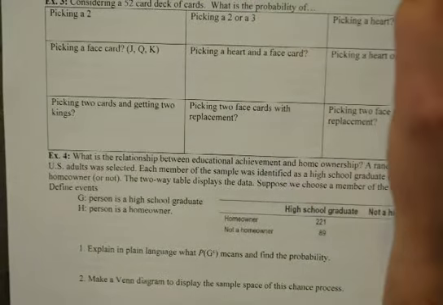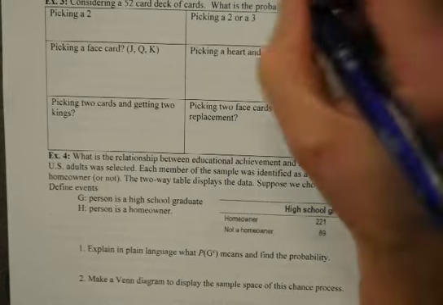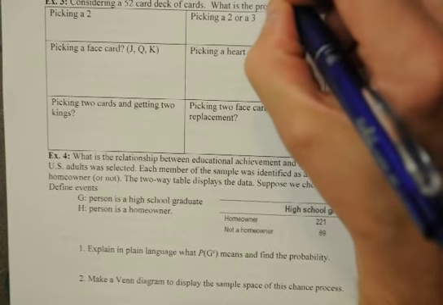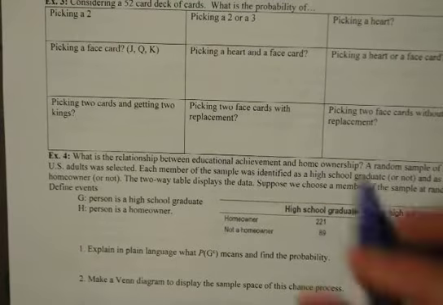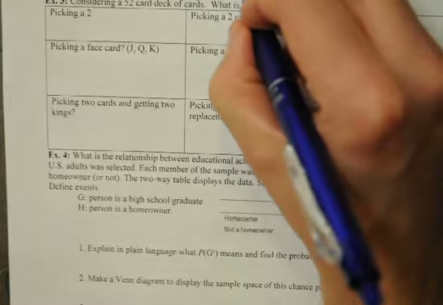clubs, and what's the other one? Spades. Okay, so those are your 4 suits. You got 13 of each. 13 of each of these.